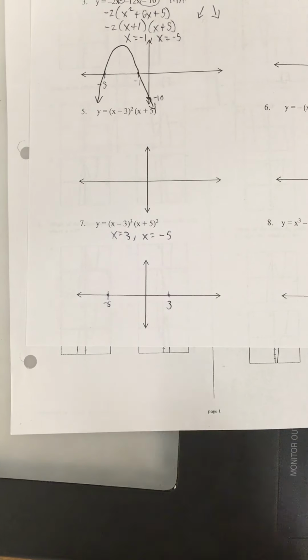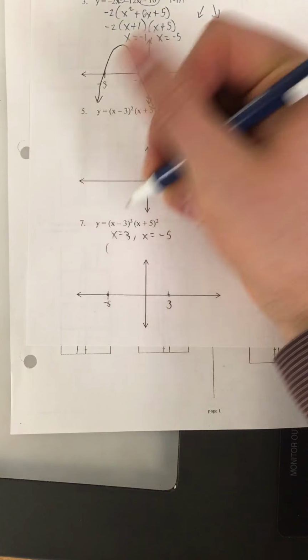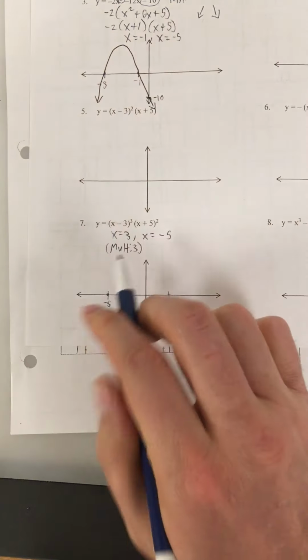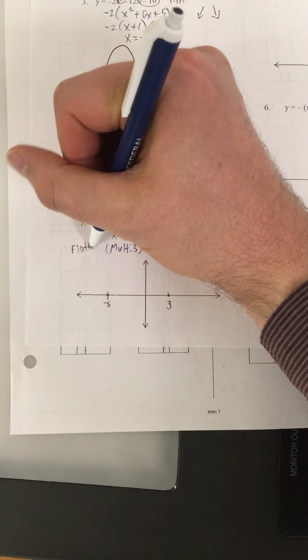Now, how many times did I get that x equals 3? I got it 3 times. That's a multiplicity of 3. That's odd multiplicity. Remember, odd multiplicity means the graph's going to flatten right there.